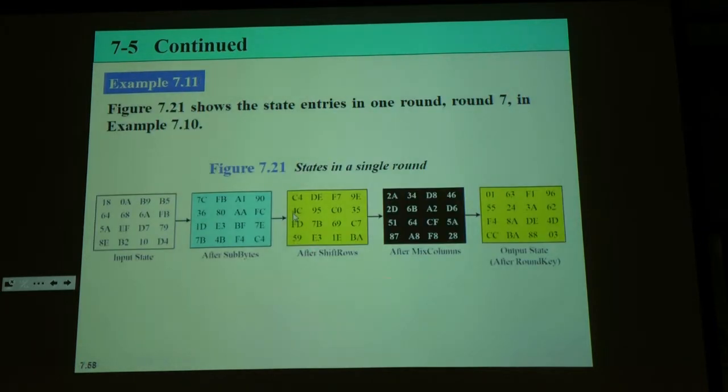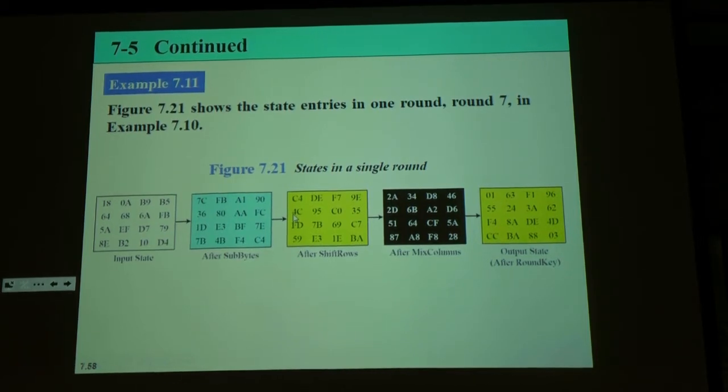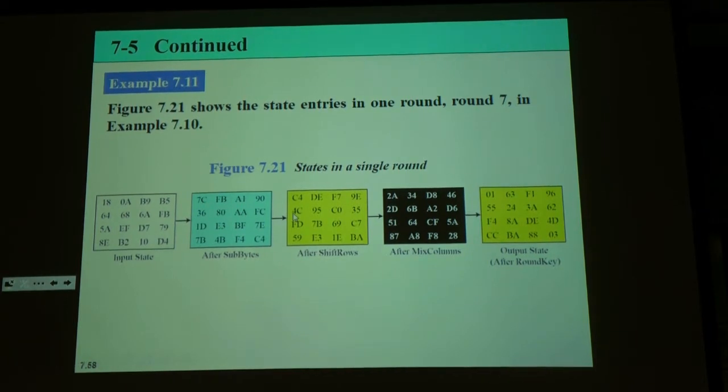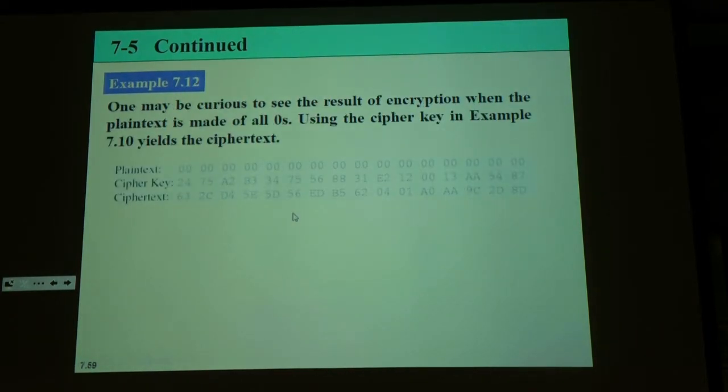So look in here. This is the input state. This is after the sub byte. This is after the shift rows. This is after the mix columns. This is the final. So every state is completely messed up, completely mixed up. Okay, because you will have confusion and diffusion.